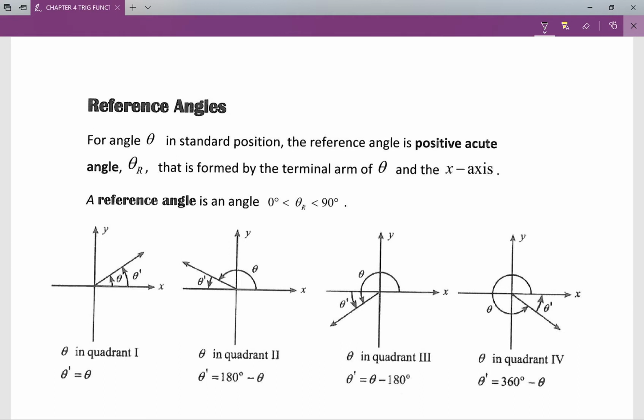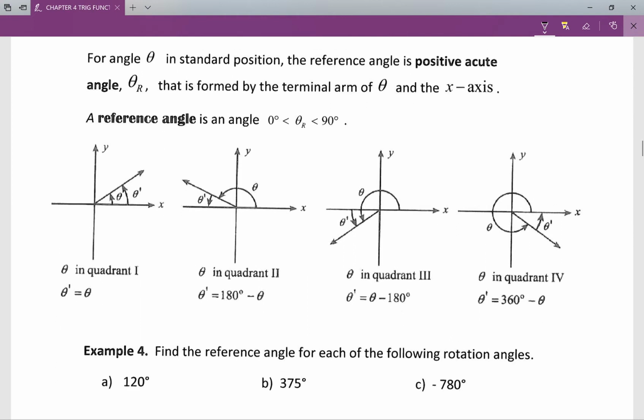Reference angles. For angle theta in standard position, the reference angle is the positive acute angle that is formed by the terminal arm and the x-axis. As well, it will always be between 0 and 90 degrees. So for my reference angle, what basically happens is we can have our terminal arm in quadrant 1, quadrant 2, quadrant 3, or quadrant 4.